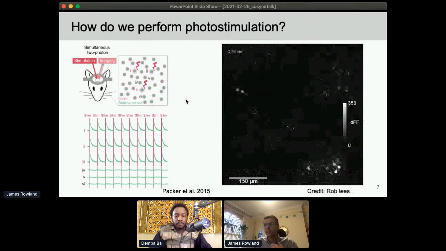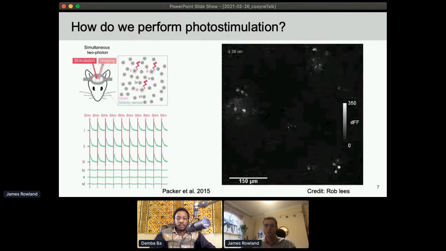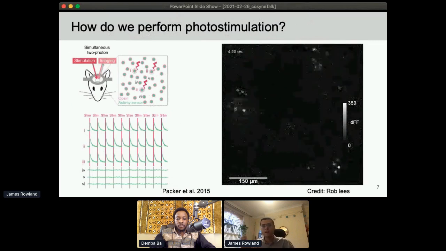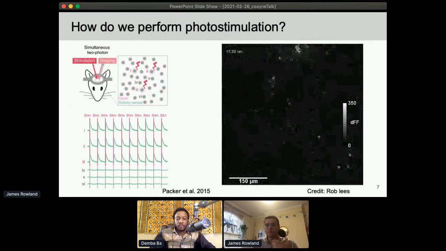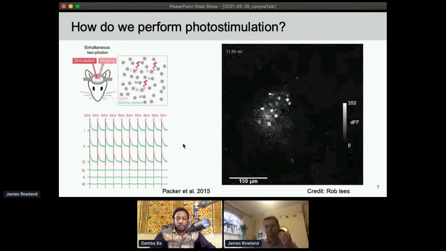So what does this actually look like in practice? Well, here we have a highly processed example movie where we're jumping our photostimulation beams around the field of view and sequentially stimulating small groups of neurons. So here we're stimulating neurons that are spatially co-localized, but in practice, we can stimulate groups of neurons that are spread up to 350 microns apart.